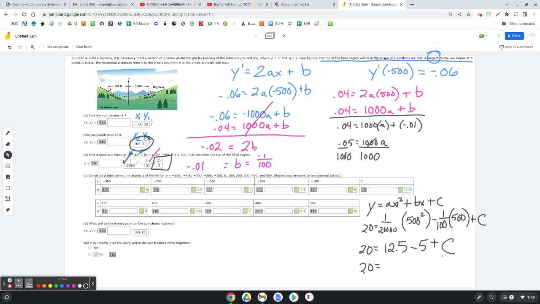Okay, so let's see. 20 equals 7.5 plus c. Subtract 7.5 and you get c is 12.5. Tell me that this, oh yes, it's 12.5. So now I've got my A, B, and C. That was super difficult. Lots of algebra, lots of calculus. Now, I'm going to clear it out.